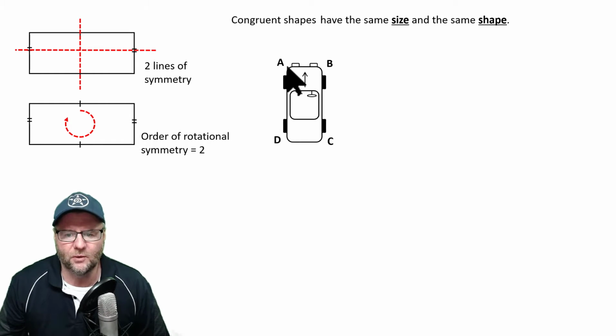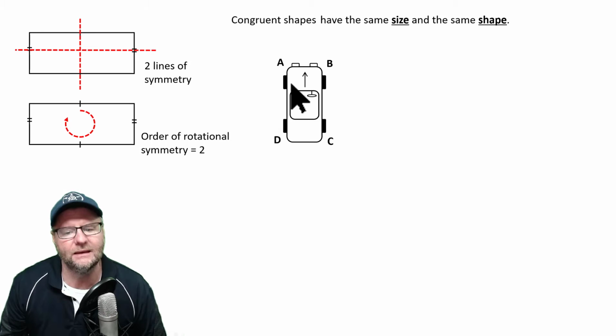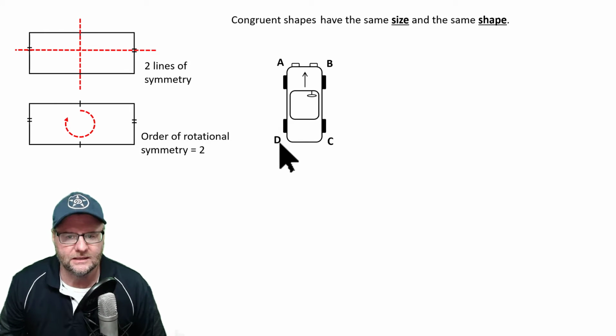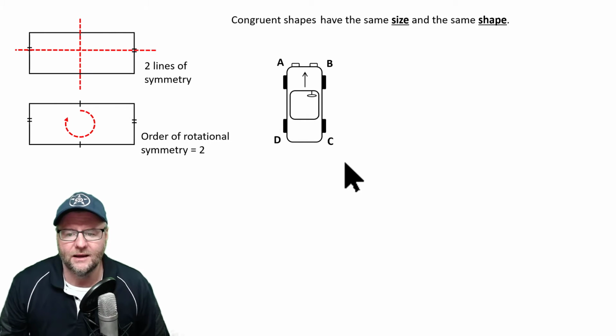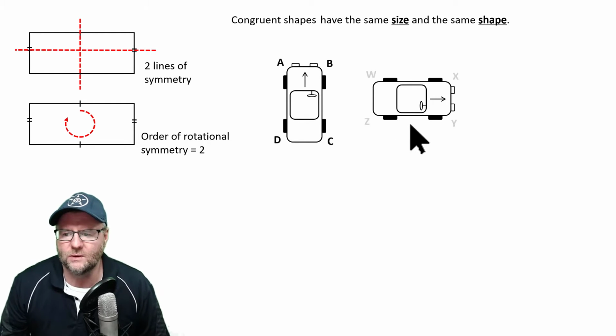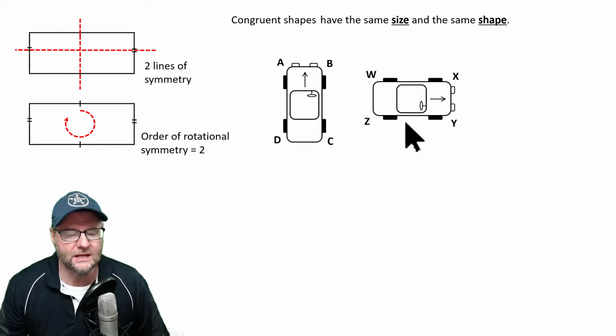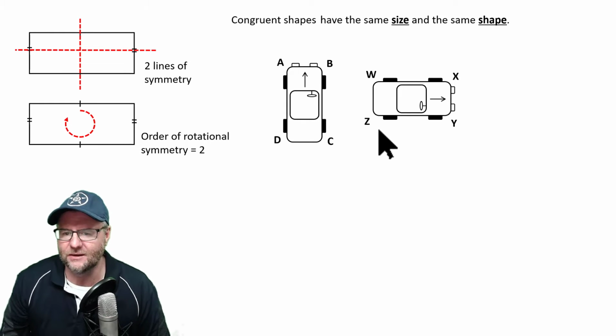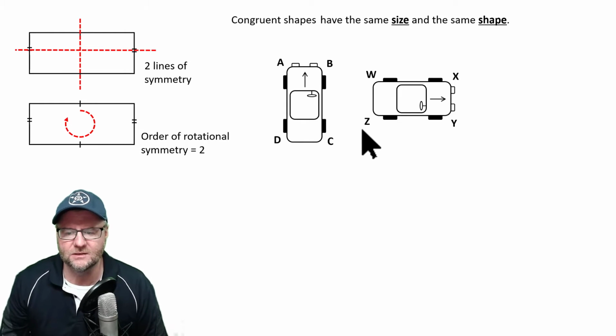Now remember, at the pointy bits or at the corners of shapes, we label them with capital letters. So I could label this rectangle, my car here, A, B, C, D. Now what if I had another car that was parked in a different direction, facing a different way? And we're going to call this one W, X, Y, Z at each of the corners. Now, the reason we did this is to highlight this idea that there are corresponding angles and sides.